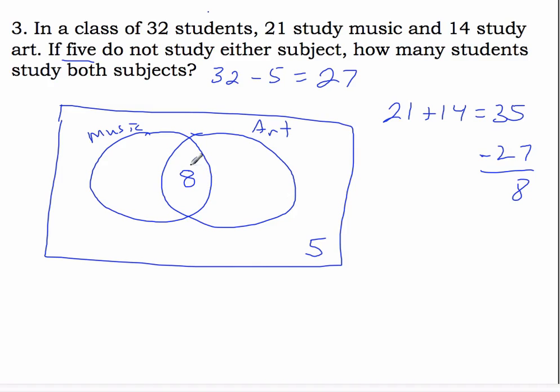So there's 8 that study music and art. Then there's 6 more that study art. And 21 minus 8 is 13 that study music. Let's see if this adds up. So 6 plus 8 is 14, plus 13 is 27, so that works. And then plus the 5 gives me 32 original, so that all works out.